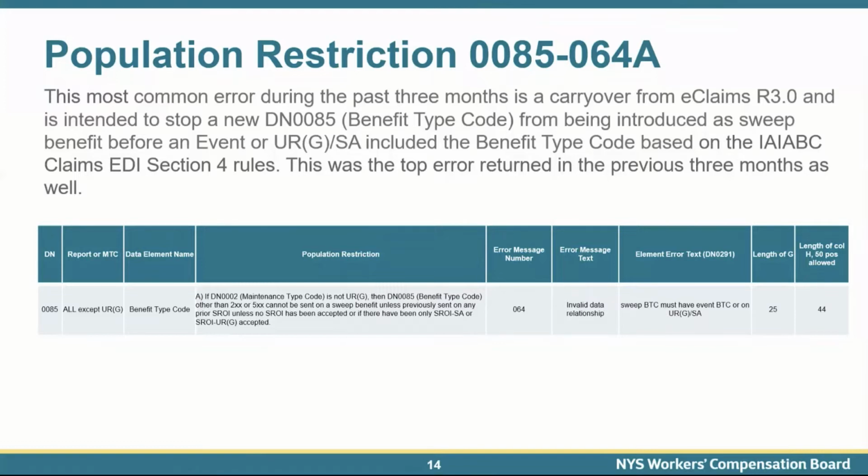It's intended to stop new benefit type codes from being introduced as a sweep benefit before an event or a UR had included the benefit type code. This is based on the IAIBC Claims EDI Section 4 rules. And again, this was the top error for the past 90 days, once again.